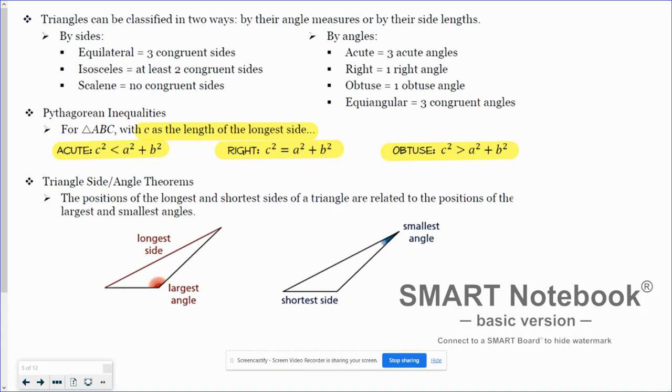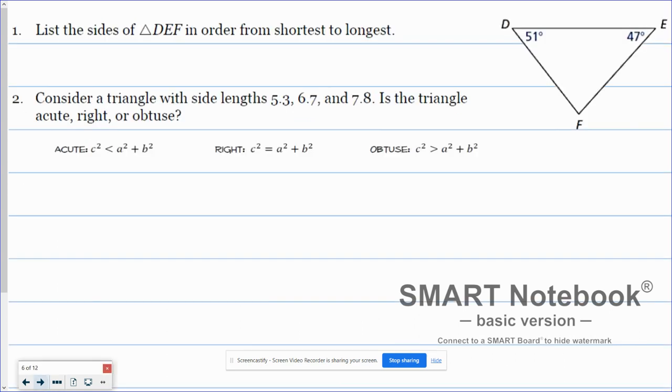Now, there is a way that you can determine what angle would be the smallest or what side would be the longest simply by knowing the measures of the angles and/or the sides. The positions of the longest and shortest sides of a triangle are related to the positions of the largest and smallest angles. That being, opposite the largest angle is your longest side, opposite the smallest angle is the shortest side. So let's take a look at some examples.